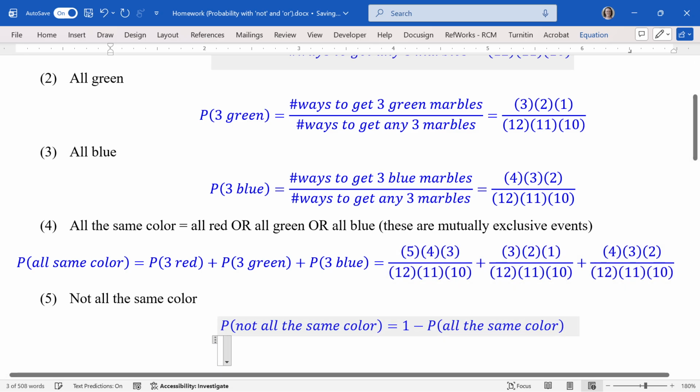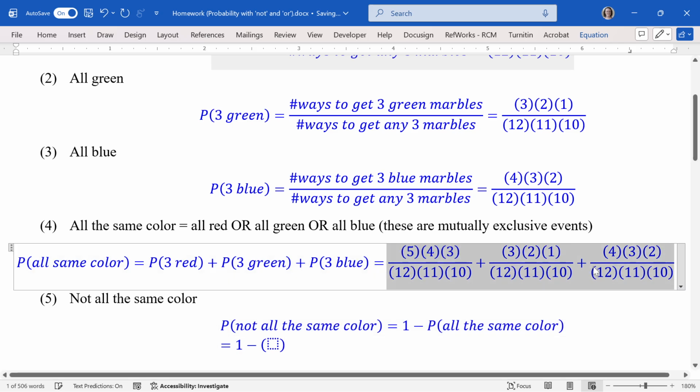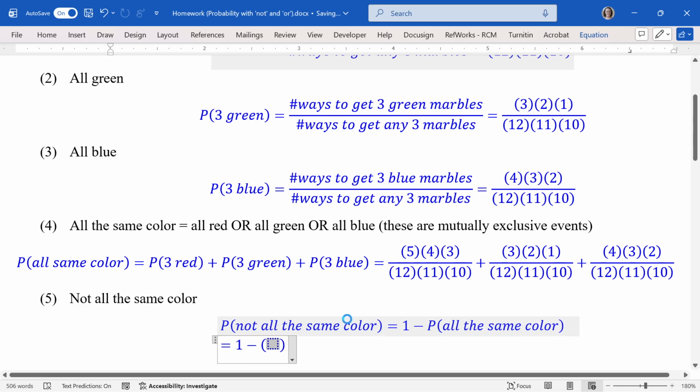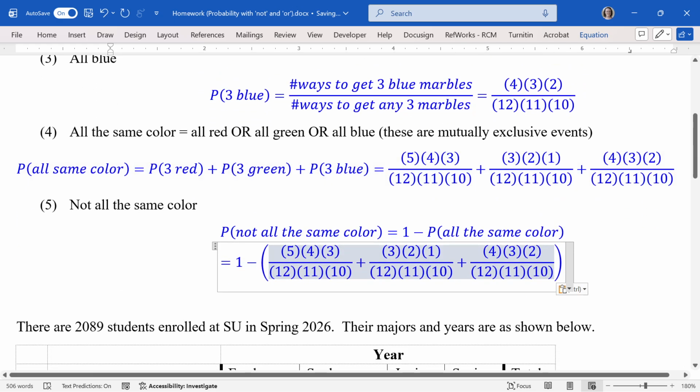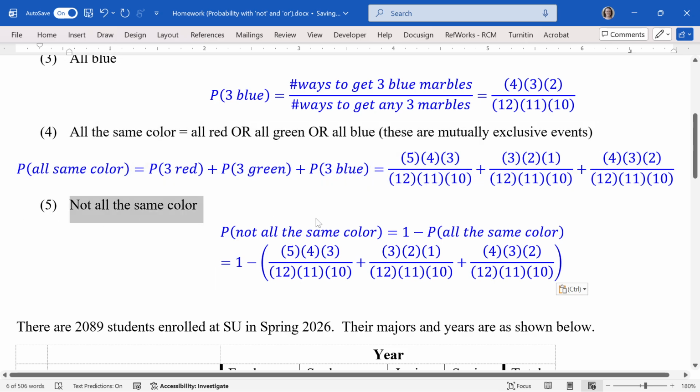So all we have to do is just 1 minus, and then I'm going to put parentheses around this whole thing here. This long, big, beautiful number, and make sure that's all being subtracted and not just the first term by putting it in parentheses, and that is the answer. So not too bad if you understand the concept of taking the opposite of an event.